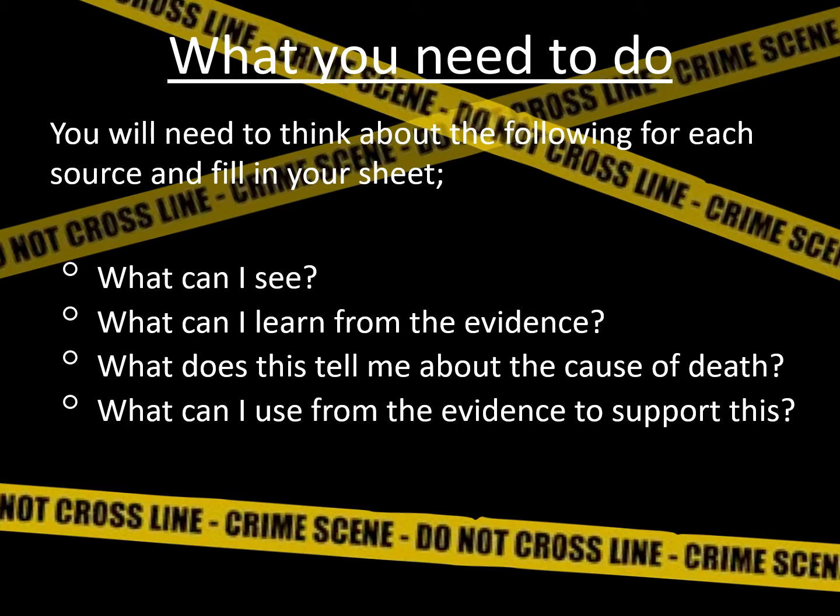So you're looking at the source and you're thinking, first of all, what can you see? What can you learn from the evidence that is there? What does this evidence tell you about the cause of death for this woman? And what can I use from this evidence to support this? So can you use something that this piece of evidence says or does or has to prove that you are right in whatever you think is actually the cause of death?